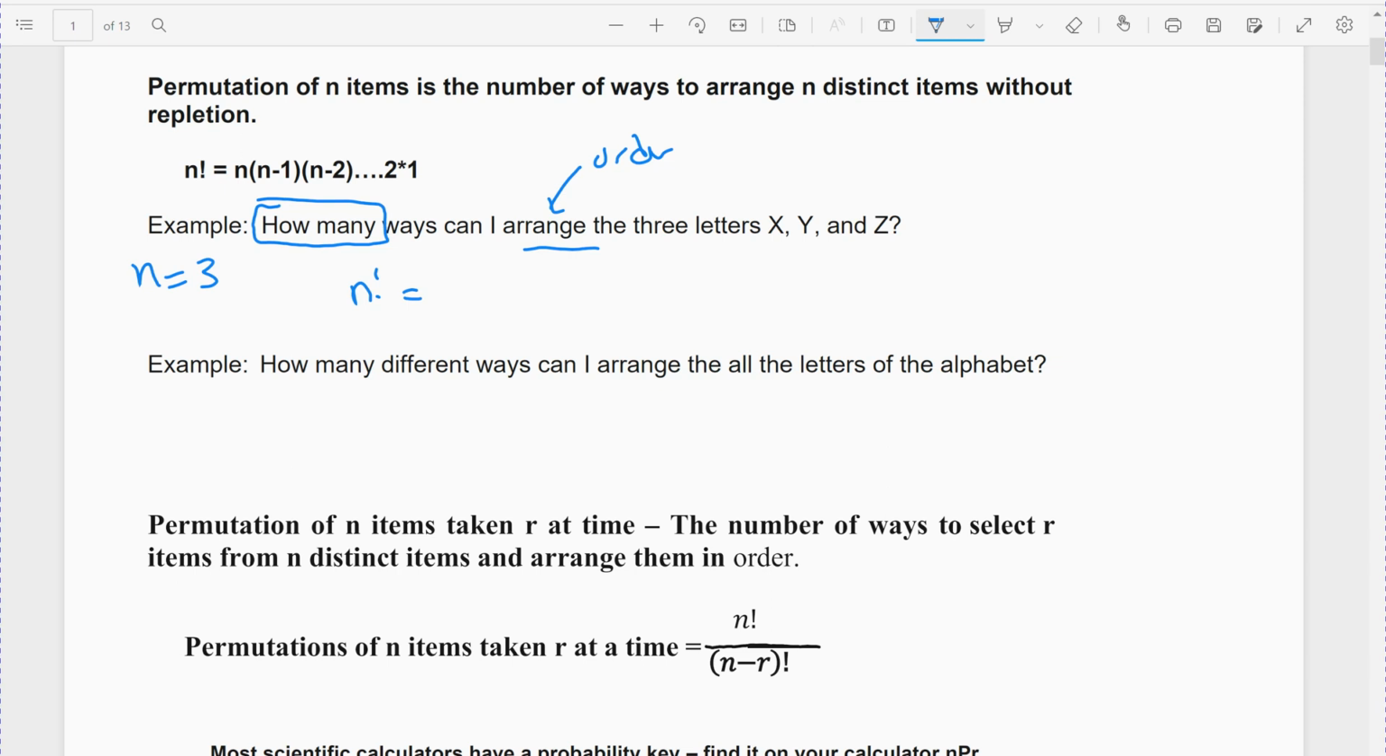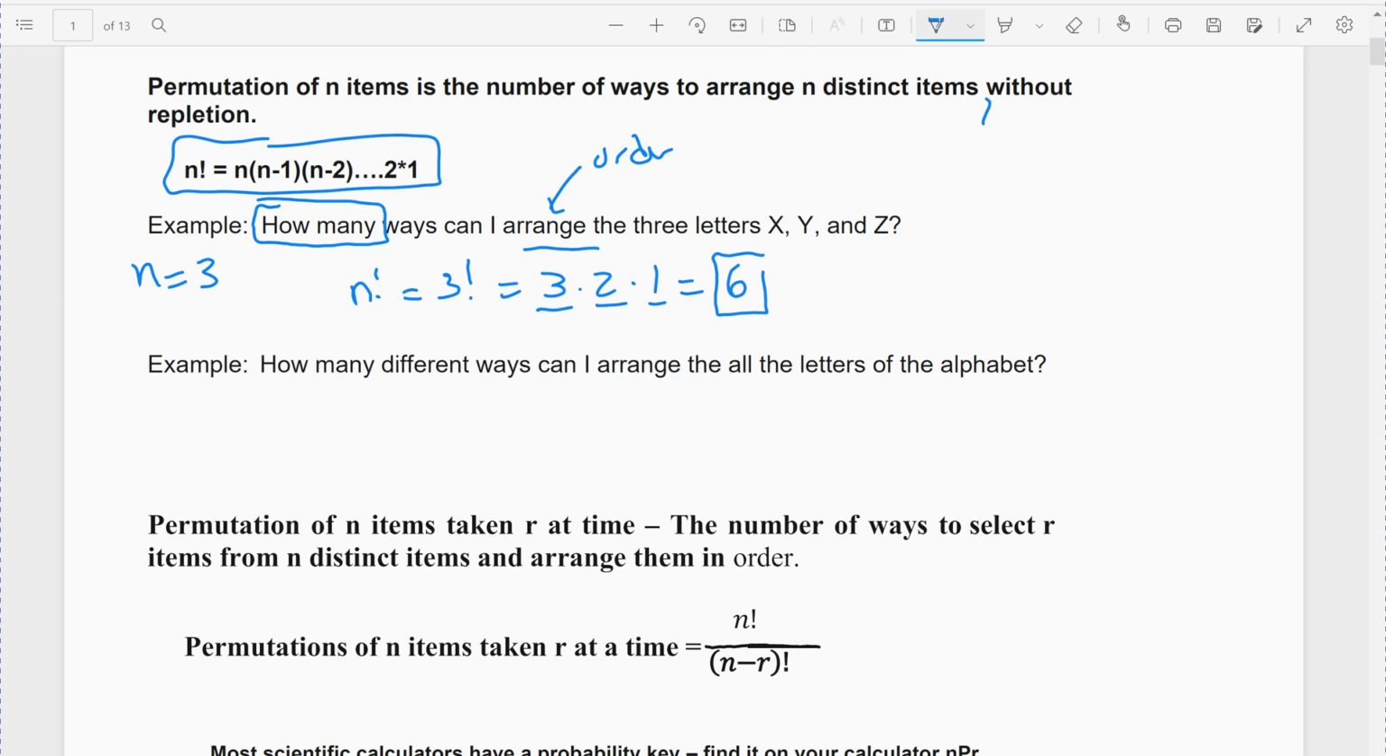Find the factorial. So in our case, it's 3 factorial, which is going to be 3 times 2 times 1, which comes out to be 6. There's 6 ways. And that should make sense. There are 3 letters for the first position. Once I pick one, there's only 2 left over for the second position. And once I pick that one, there's only 1 left over for the last position. And so there are 6 ways to do this.